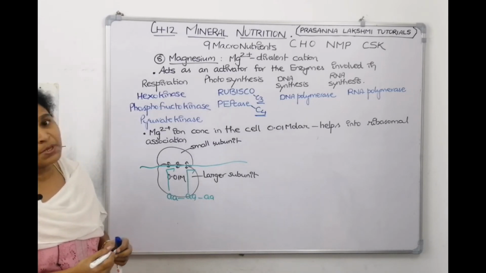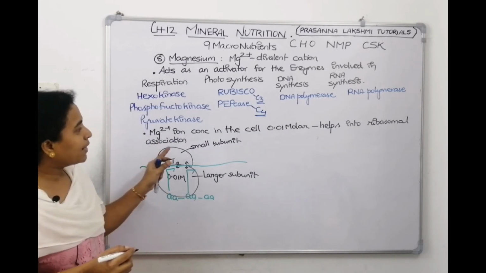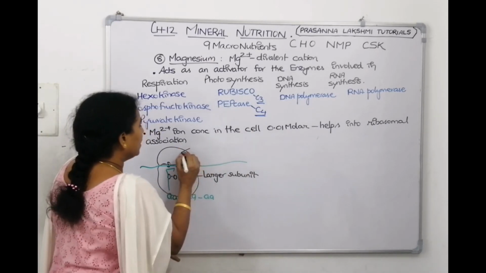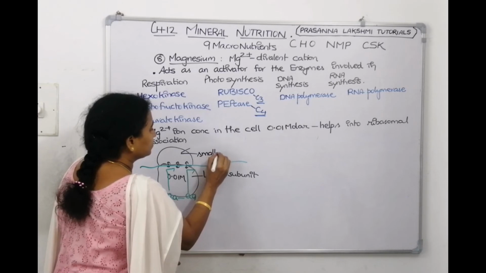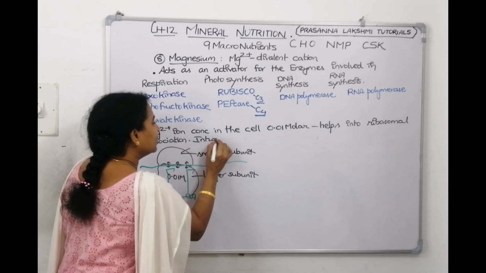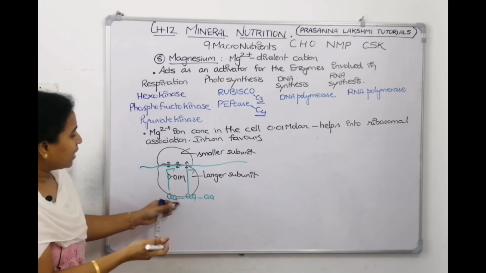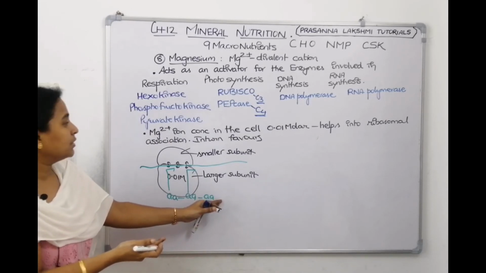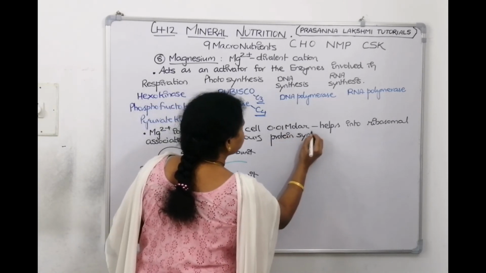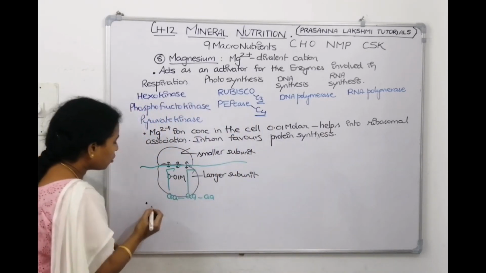In which manner is magnesium required for protein synthesis? Means for ribosomal association. Magnesium ion concentration in the cell, if it is this much, it helps in ribosomal association. In turn, it favors protein synthesis. What is happening here is amino acids are getting joined to each other, right? It is called protein synthesis. It in turn favors protein synthesis. That's another function. Now let's talk about the other function.